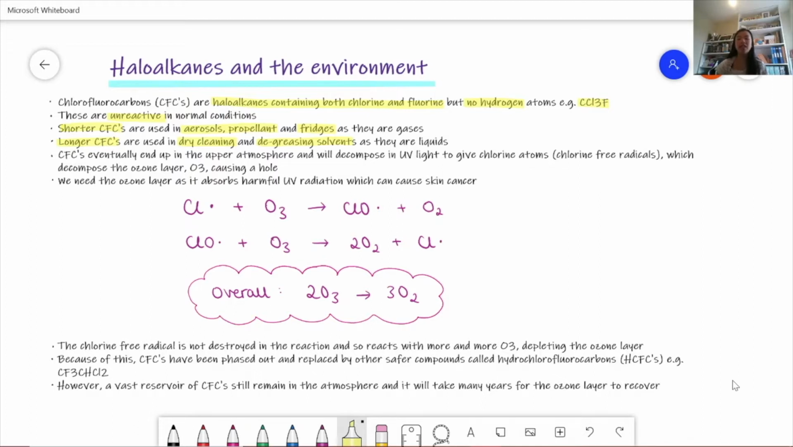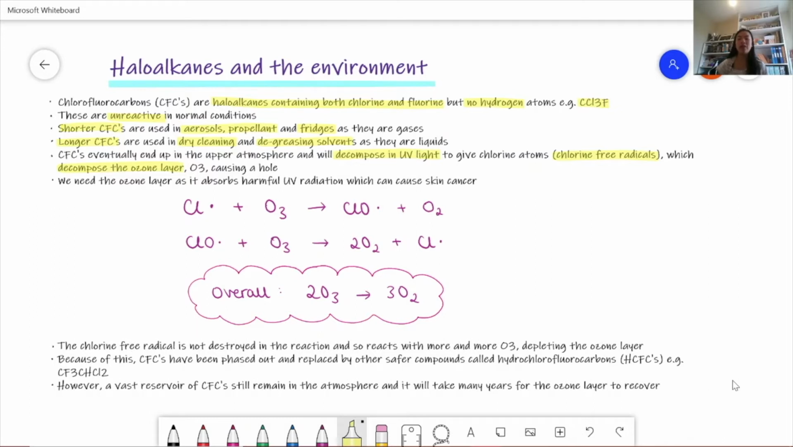CFCs eventually end up in the upper atmosphere and they decompose in UV light to give chlorine atoms, which are chlorine free radicals. And these chlorine free radicals decompose the ozone layer, causing a hole. And we need the ozone layer because it absorbs harmful UV radiation, which can cause skin cancer. So here we have the two equations that occur.